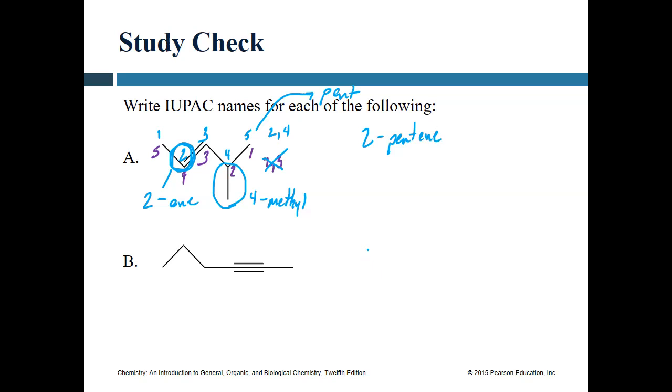Without the side group, it would be 2-pentene, because we would be saying that that double bond starts at the second carbon and goes to the third. That's what the 2 indicates. But because we have this sidecar on here, we need to add that as well. So 4-methyl-2-pentene is the full and correct name of this compound.